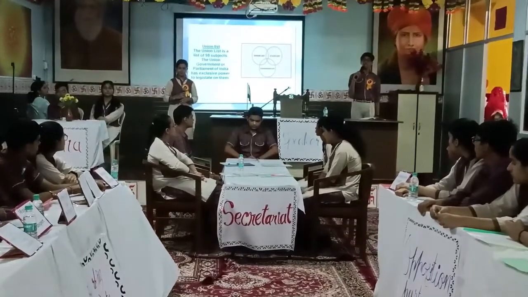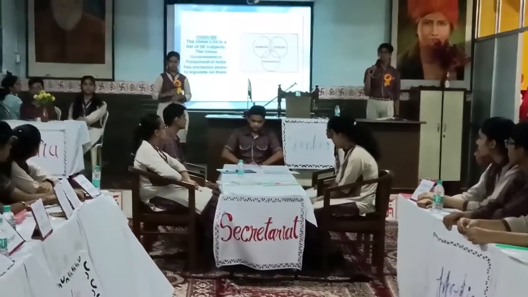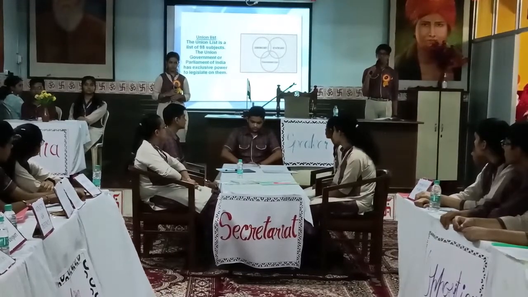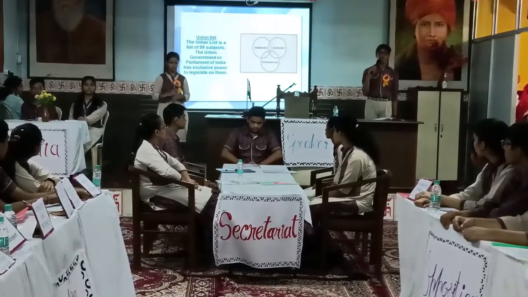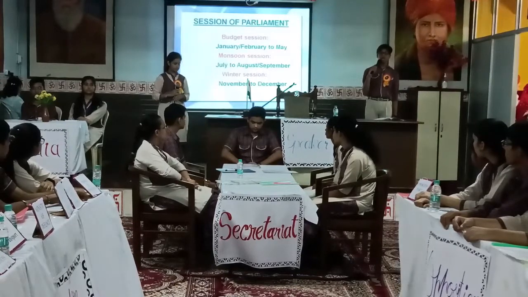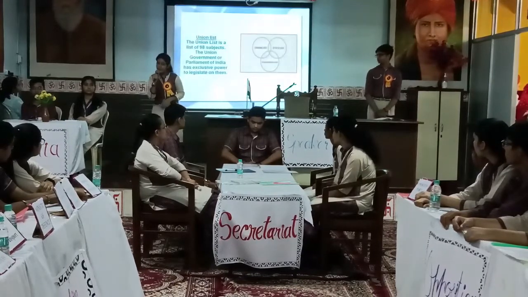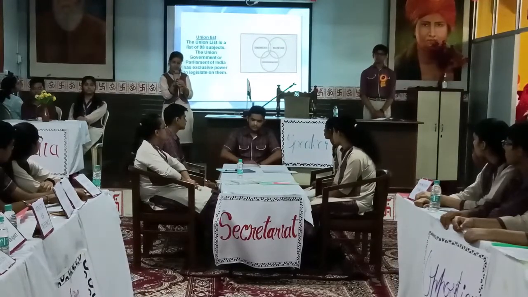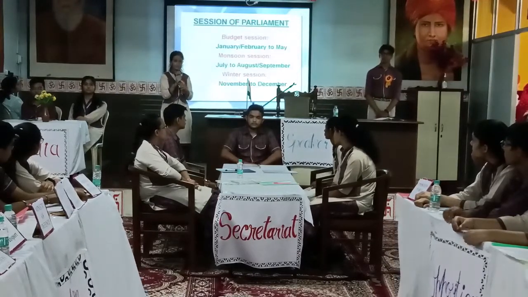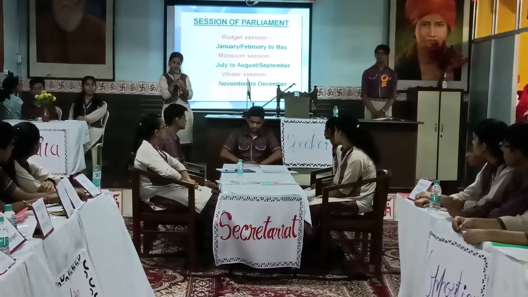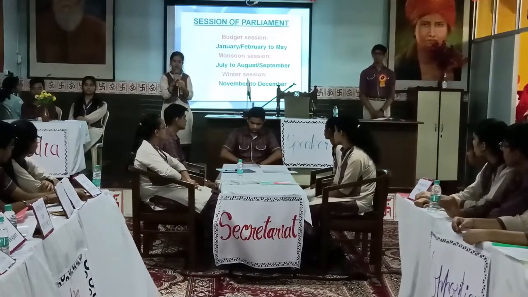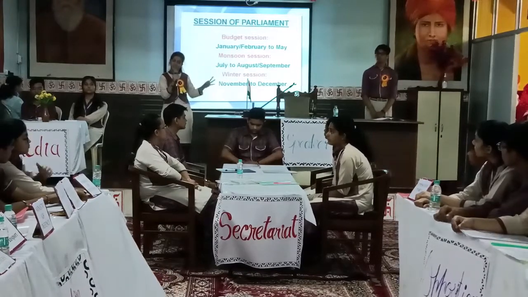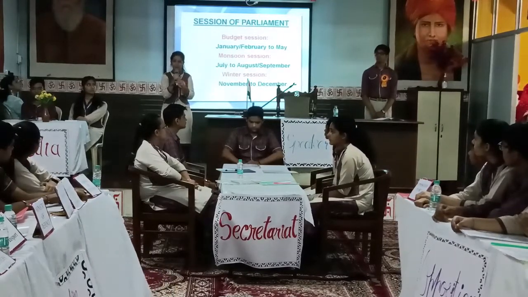Parliament can also legislate on the 52 subjects mentioned in the concurrent list. The subjects mentioned in the concurrent list are forest, education, etc. The period during which the House meets to conduct its business is called a session. The President of India summons each session at such intervals that there should not be a gap of more than 6 months. So, the Indian Parliament has 3 sessions each year, which are as follows.